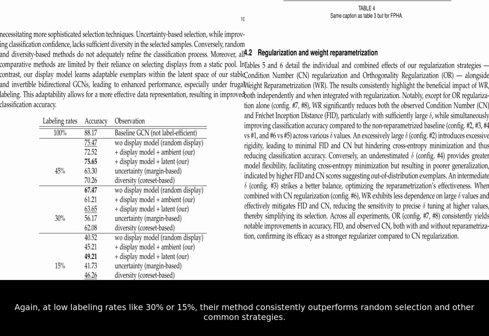Again, at low labeling rates like 30% or 15%, their method consistently outperforms random selection and other common strategies. This proves the system is incredibly efficient at learning, squeezing the most value out of every single labeled example.